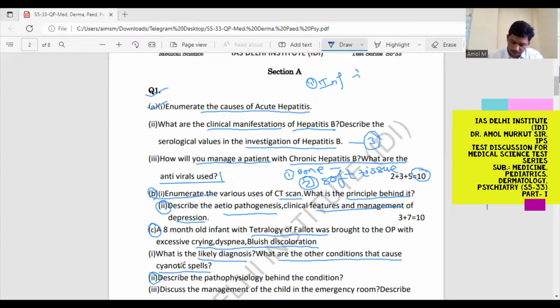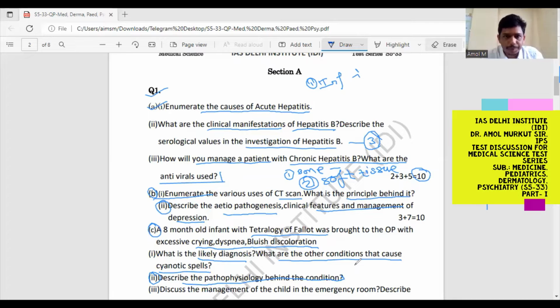Then the sub-question: describe the pathophysiology of the condition. See, here few people have written the physiology or the hemodynamics in TOF. You haven't been asked that. You have been asked the pathophysiology of the cyanotic spell. What I mean about the demand of the question in UPSC is this: you have to understand the demand of the question. Describe the pathophysiology behind the condition means the pathophysiology behind the cyanotic spells.